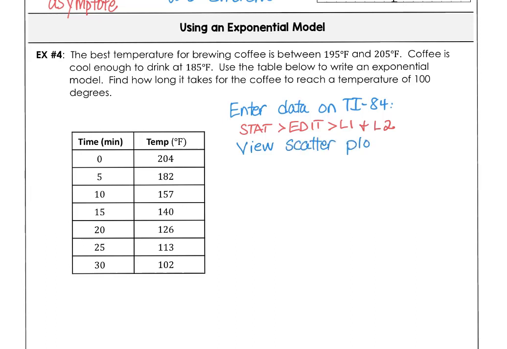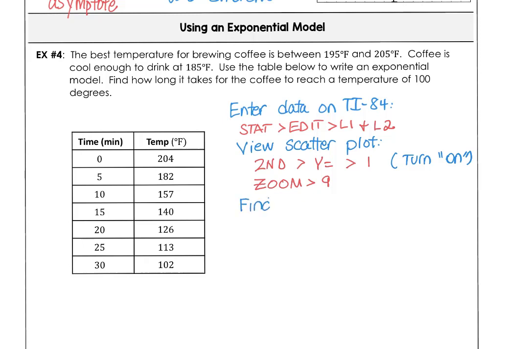Now, if you have an Inspire, the directions are a little bit different. But to view the scatter plot, I would hit the second button, and then I would hit the y equals key, and then I would hit the number 1. And by doing that, when I hit the number 1, I want to turn that plot to on. And then to look at it, we want to hit the zoom key and the number 9. And then we would see the scatter plot.